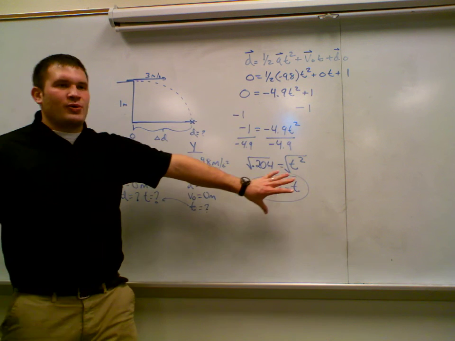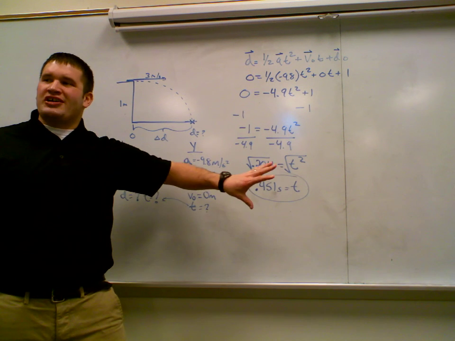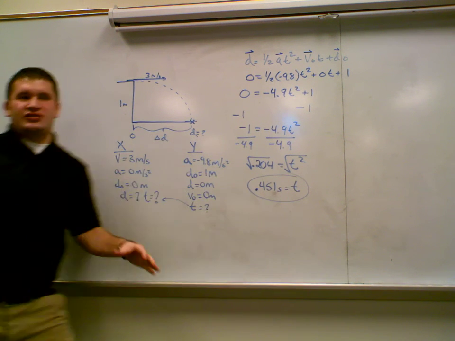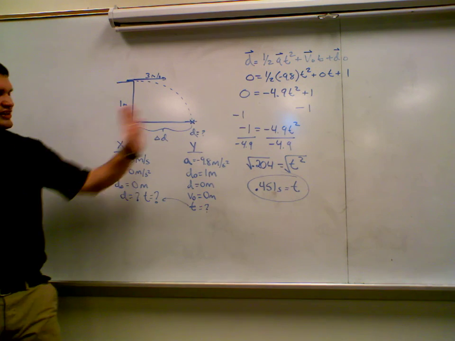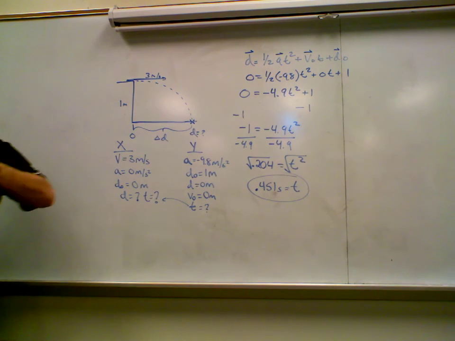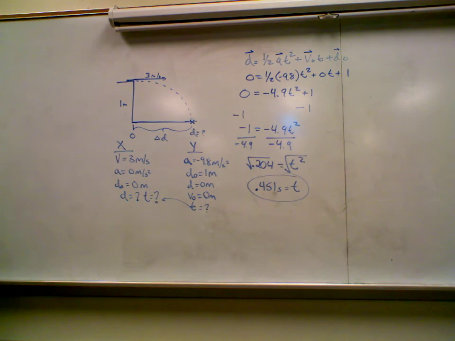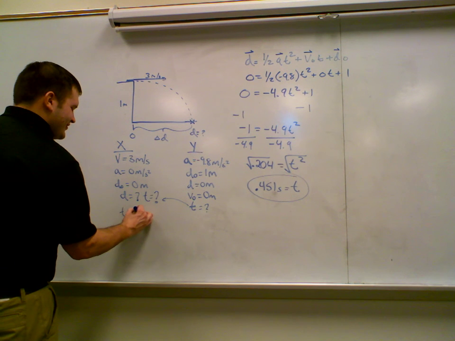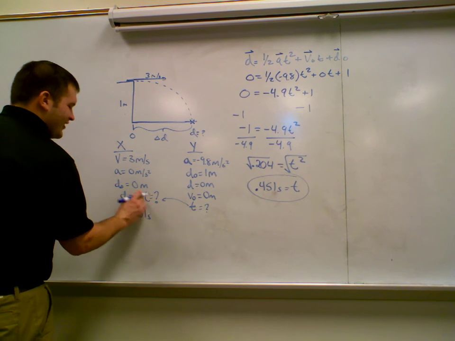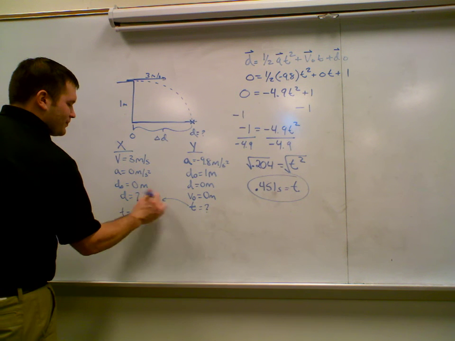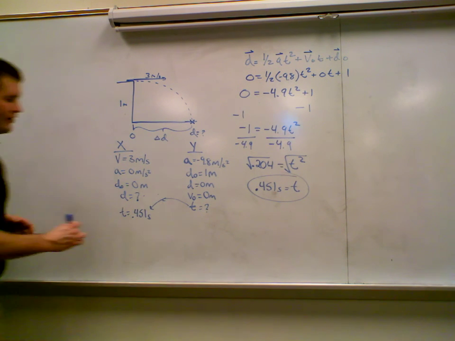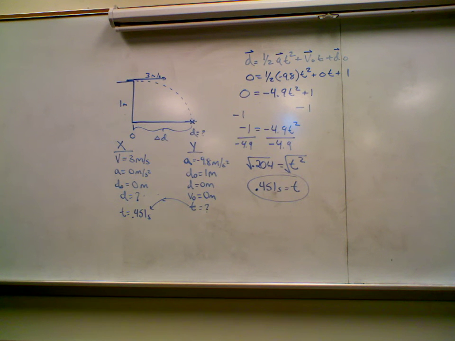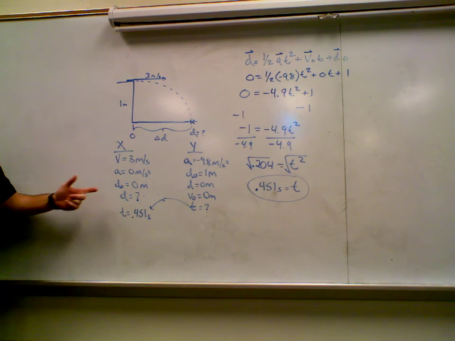Now this quantity, 0.451, this is the only quantity that goes from the y direction into the x. Everything else I leave over here, but I can bring the t over because it is a scalar, right? It has no direction. Does that make sense? Sure. Rex, I really appreciate your affirmations. So we know that time now is 0.451 seconds.